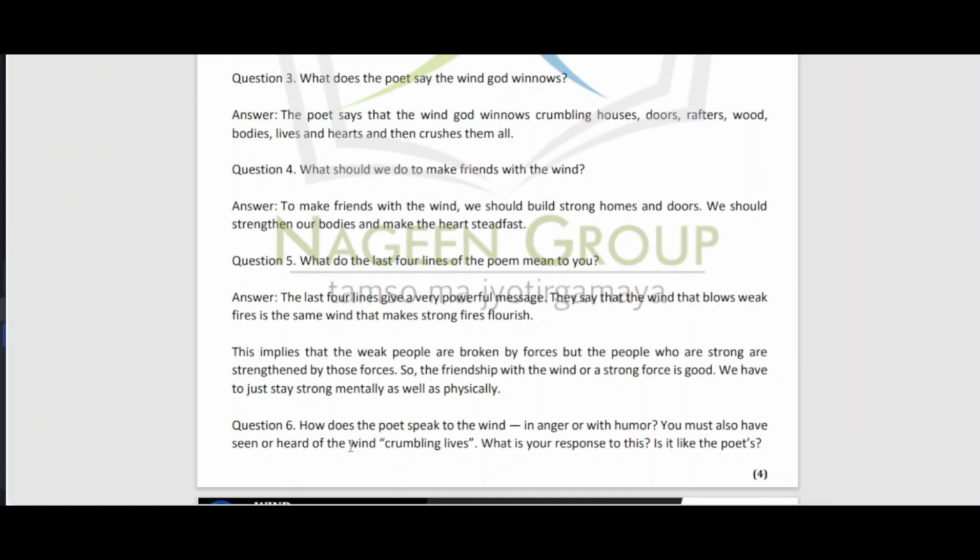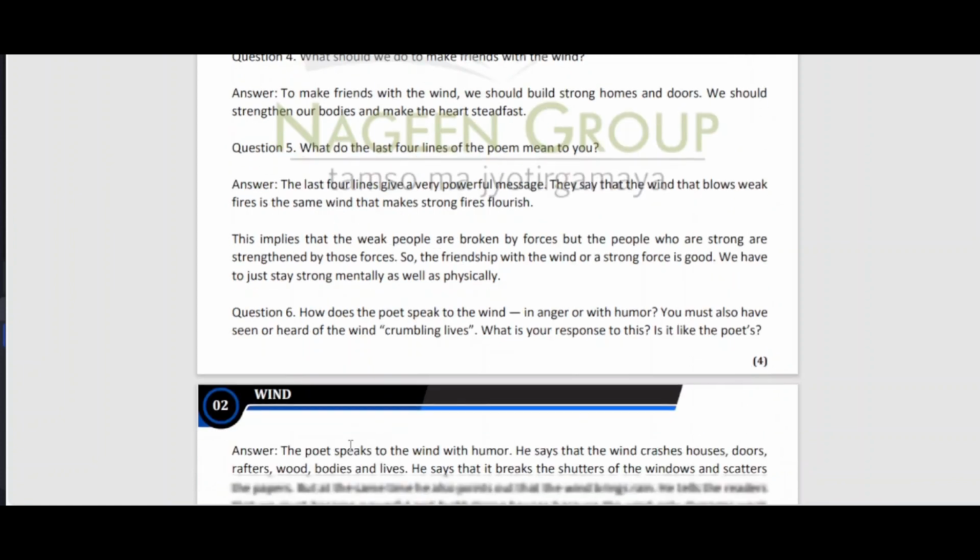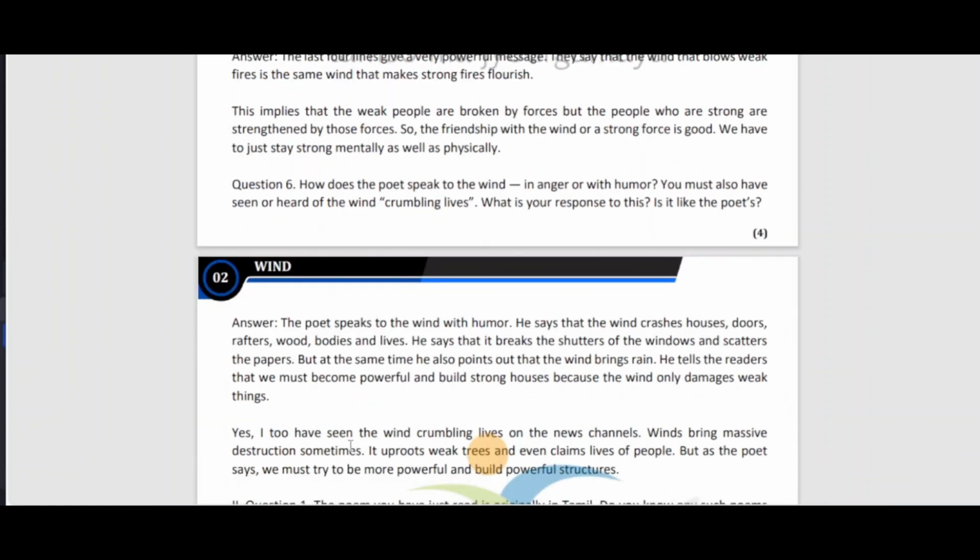So here we have the last question, question number 6. How does the poet speak to the wind, in anger or humor? How is he speaking to the wind? So the poet speaks to the wind with humor. He is speaking very happily, enjoying it.